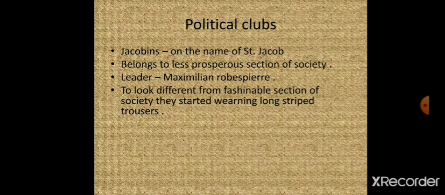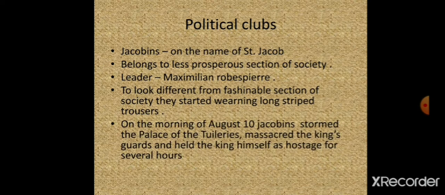They were known as sans-culottes because the richer section of society wore knee breeches and they did not wear knee breeches. Sans-culottes means those who are not wearing knee breeches. On the morning of 10th August, Jacobins stormed the palace of the Tuileries, massacred the king's guard, and held the king himself hostage for several hours. The Jacobins attacked the palace of the Tuileries where the king lived, massacred the king's guard who protected the king, and took the king hostage for several hours.